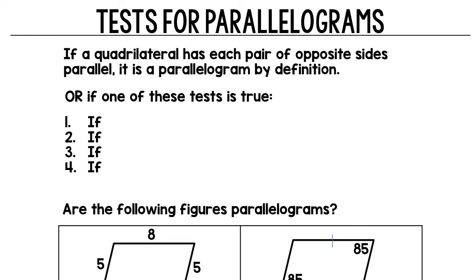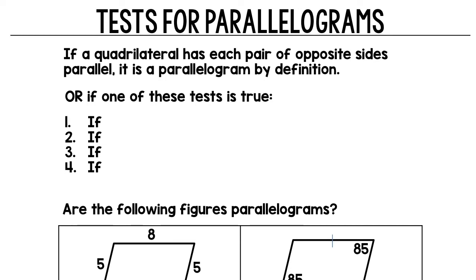Boyd's Math Room. Today, we'll be talking about tests for parallelograms. It's nice to put some testing on some math every now and then, and we're going to do that today. All right, if a quadrilateral has each pair of opposite sides parallel, it is a parallelogram by definition. That's what a parallelogram is. If it is made up of sides where opposite sides are parallel, it's a parallelogram.